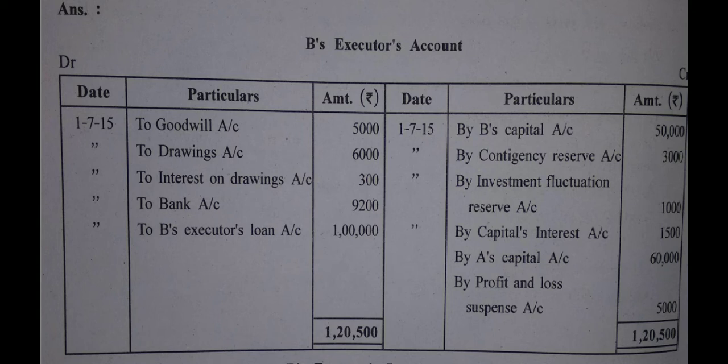So the very first thing that we have written is by B's capital account 50,000 on credit side. This means that 50,000, the amount of capital of B has been credited in B's executor's account.